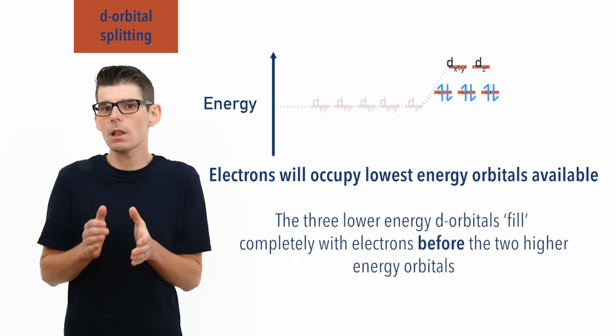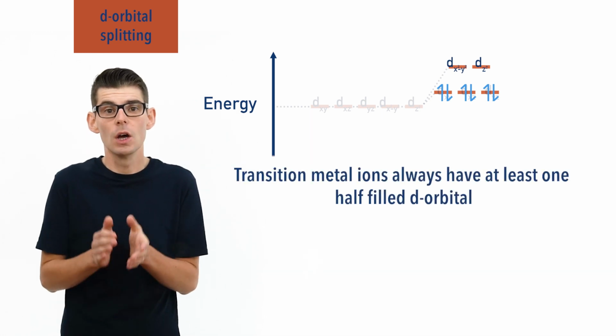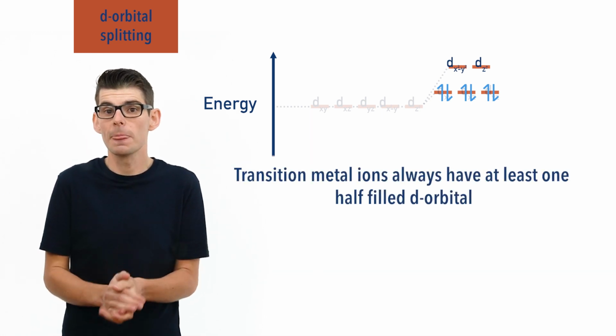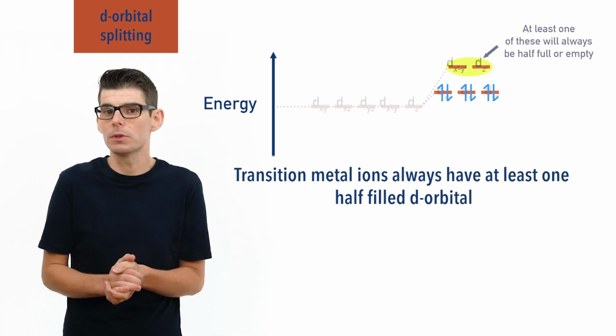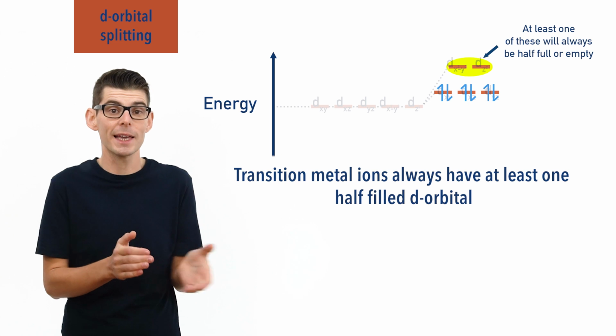As transition metal ions always have at least one half-filled or empty orbital in their outer d subshell, one of the higher energy d orbitals will always have at least one available space for an electron.